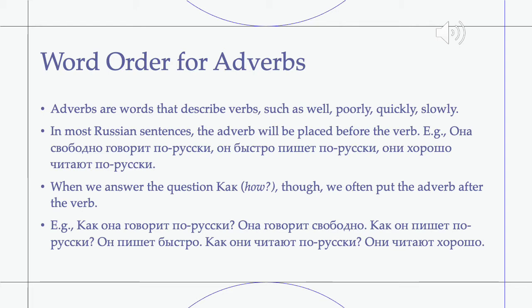When we answer the question как, meaning how, though, we can often put the adverb after the verb. So we could say, for example, как она говорит по-русски? How does she speak Russian? What's her Russian like? Она говорит свободно. She speaks fluently. Как он пишет по-русски? How well does he write Russian? What's his Russian writing like? Он пишет быстро. He writes quickly. Как они читают по-русски? How do they read Russian? What's their Russian reading like? Они читают хорошо. They read well.